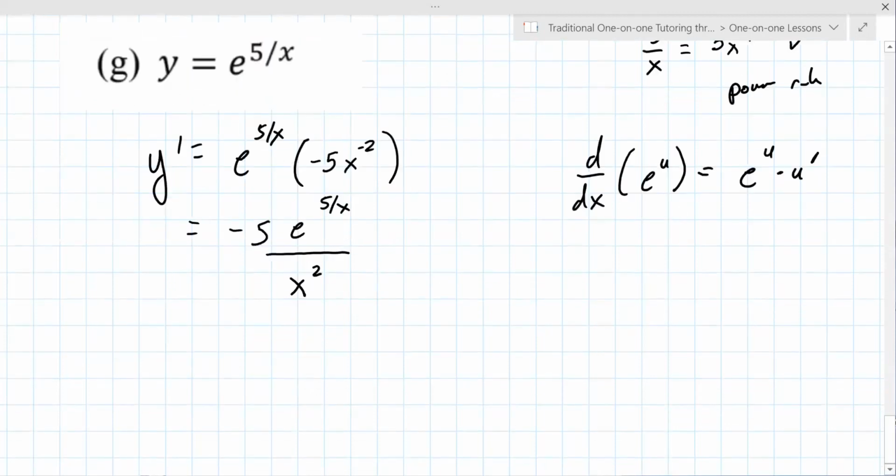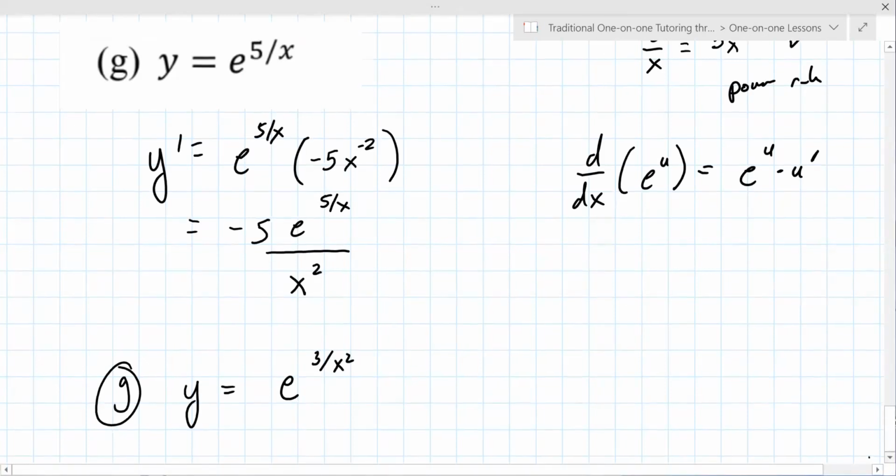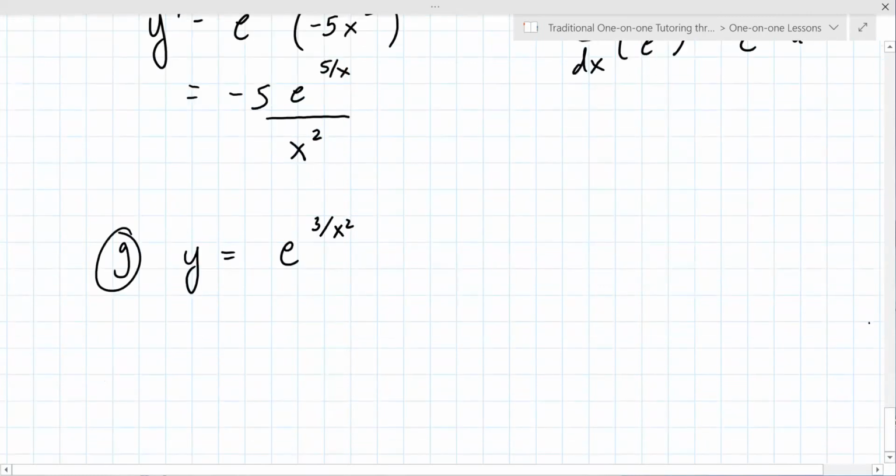Okay. Let's try one more here. y equals e to the 3 over x squared. Okay, so the rewrite for that would be e to the 3x to the negative 2. Yeah, so you can do that. I was going to say you'll end up wanting to keep it. That's fine. Sorry, I shouldn't have said anything. That actually is probably better.